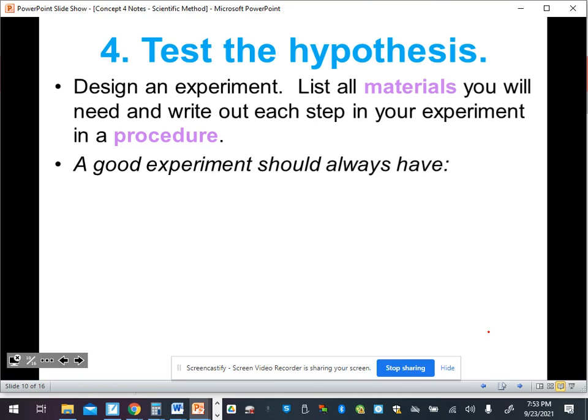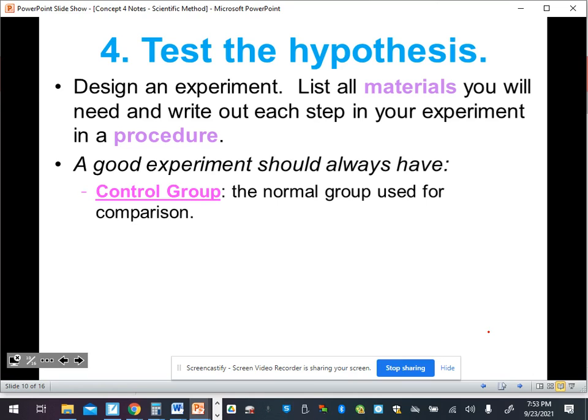So we have 3 vocabulary words here: control group. This is a normal group that's going to be used for comparison. So when I say normal group, this group is not going to have that item that you're testing. The independent variable, you're just going to have it essentially without that independent variable there. Doesn't mean they don't get anything to drink, but in our case, with the Gatorade example, they'll get water.